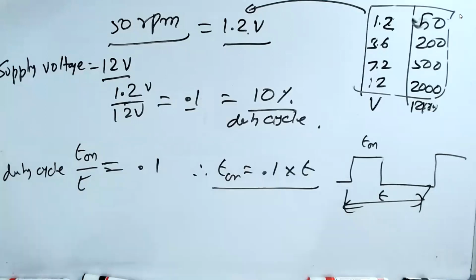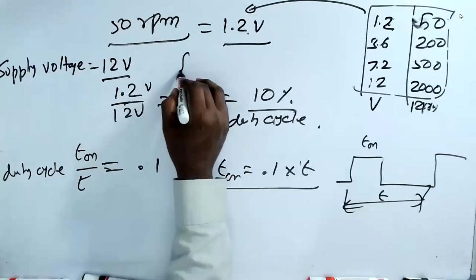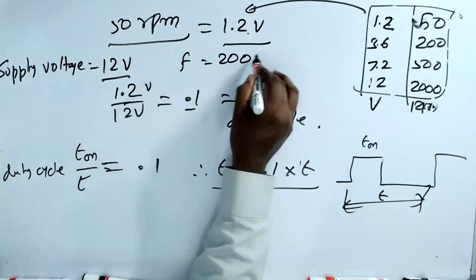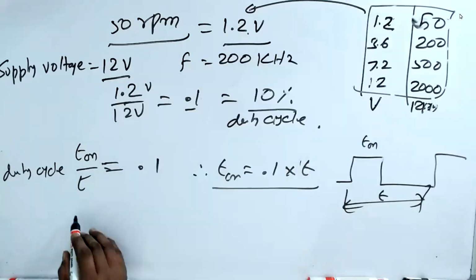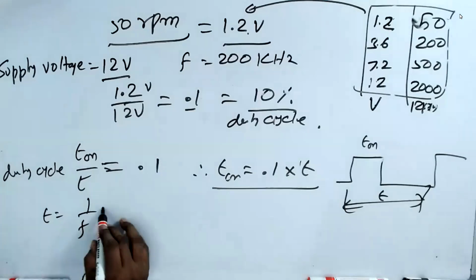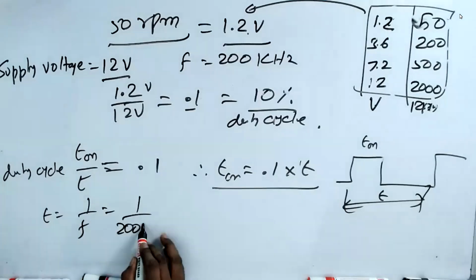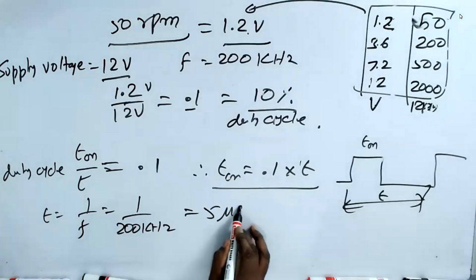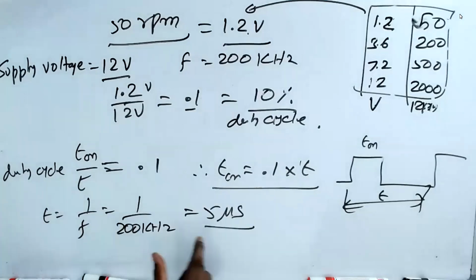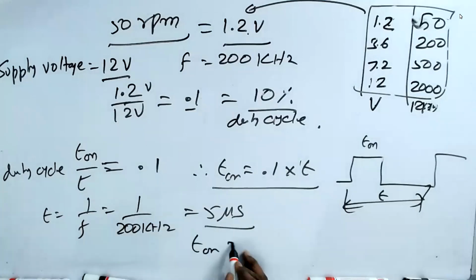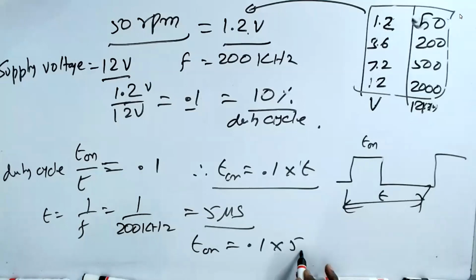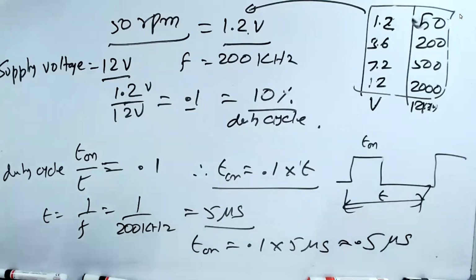I told you the frequency is 200 kilohertz. So T is equal to 1 by F, which is 1 by 200 kilohertz, equal to 5 microseconds. This you should calculate, practice at home. So T on is equal to 0.1 into 5 microseconds, equal to 0.5 microseconds. Done. If you are thorough with this calculation, then only you can start writing software.